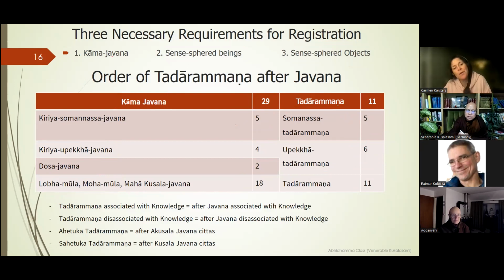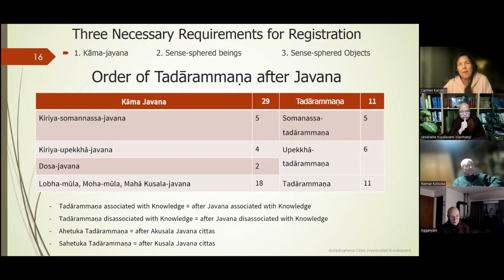Yes, because if you see it in a scheme or in a schedule, it's kind of understandable. But the Tadaramana and the Javana are both experiencing the object, right? Yeah. So if the Javana was unwholesome, the Tadaramana cannot be unwholesome. Yeah, there is no unwholesome in the Tadaramana. It's a resultant. Okay, yes, great, thank you.